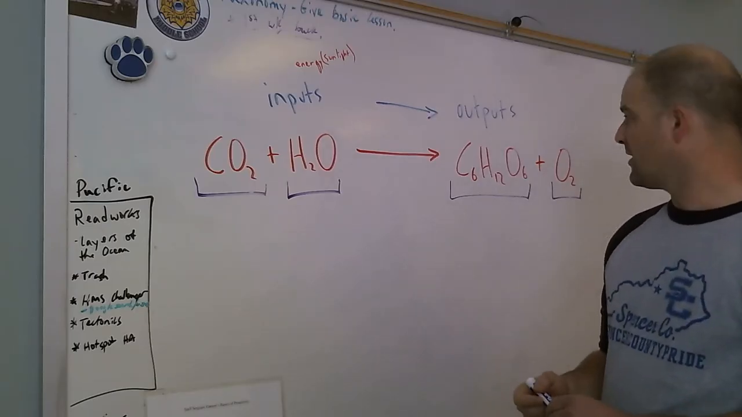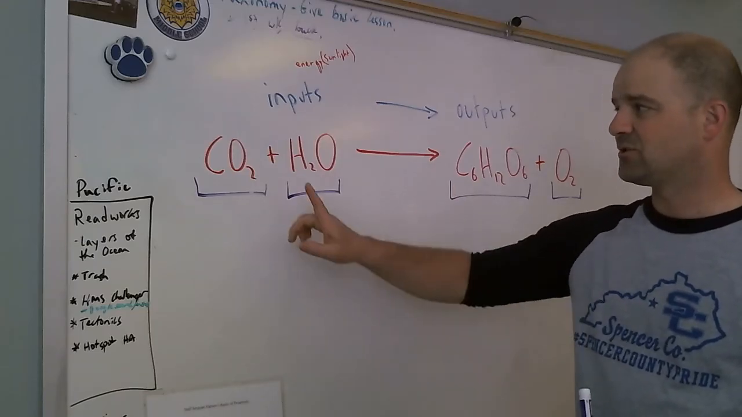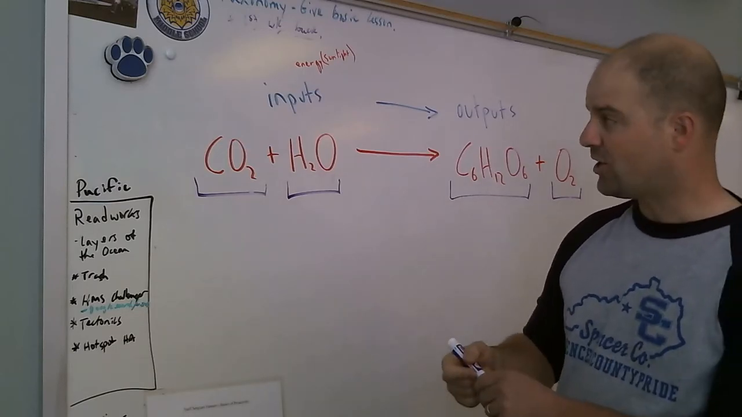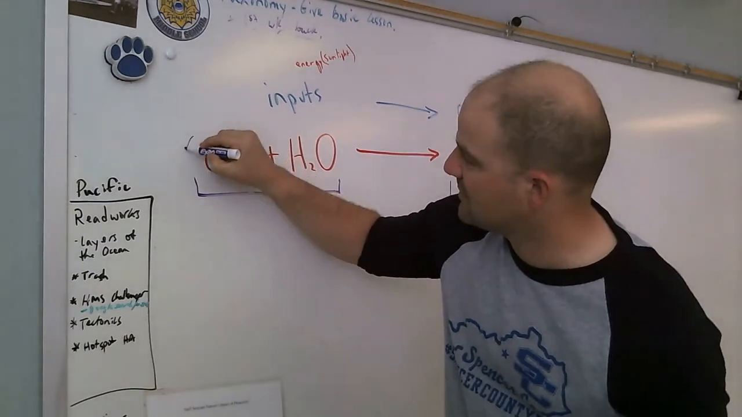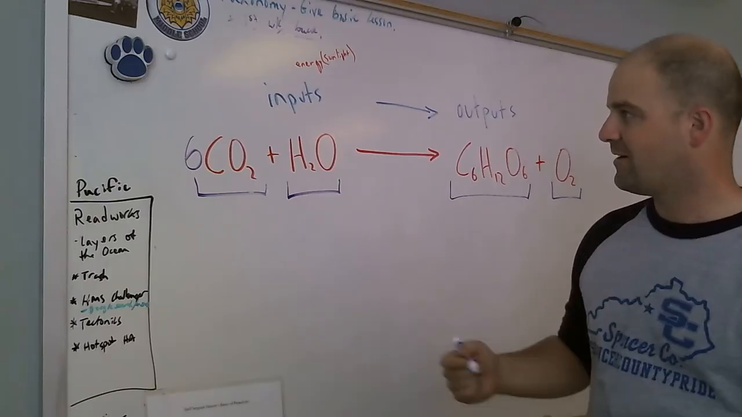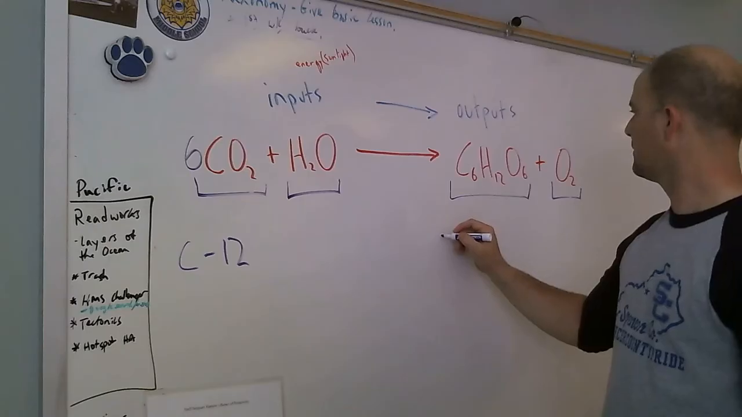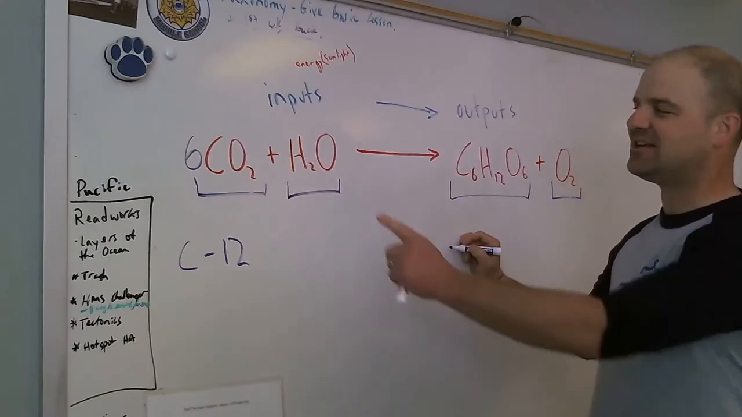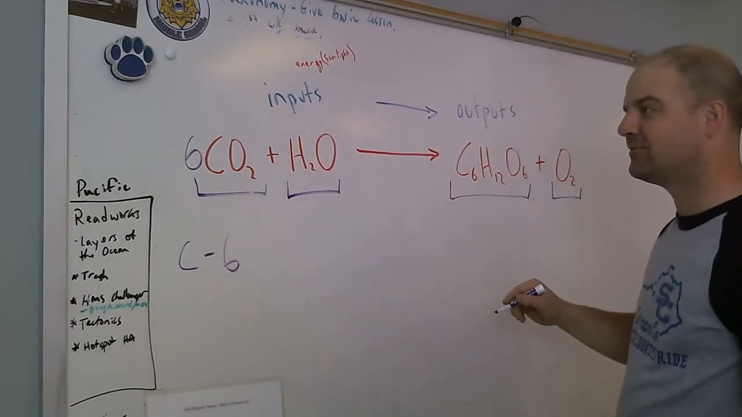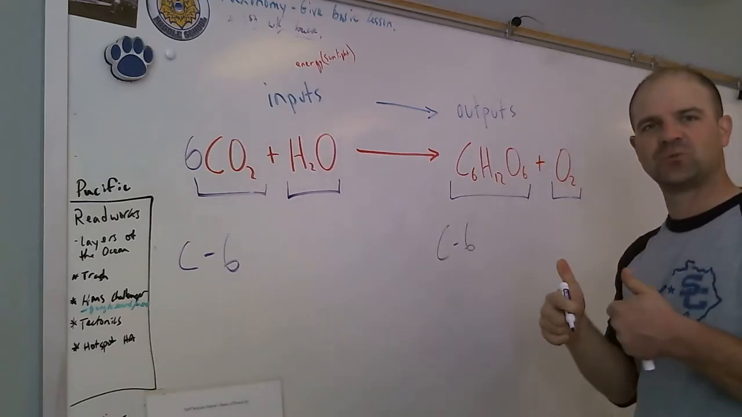So what I can do then is say, well, if I need 6 carbon atoms, and there's 1 carbon atom per CO2 molecule, I'm going to say there's 6 of those CO2 molecules. Now I've got 12 carbon atoms over here. Oops. No, it's 6. Man, just like in class, I make goofs on the video, and I'm too lazy to redo the whole video, so we'll just leave it in there. So 6 and 6. Sweet.